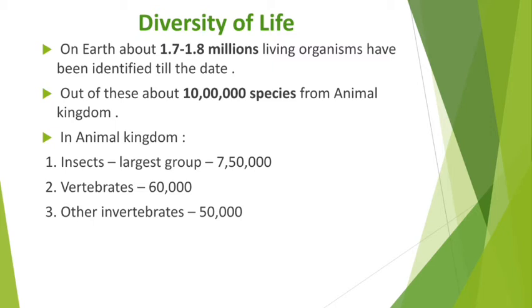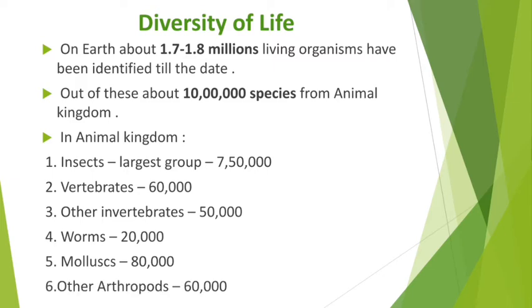Then worms. It is said that 20,000 worms have been identified under the animal kingdom. Clear? Then number 5 is mollusks. Mollusks are 80,000. Then other arthropods is 60,000.